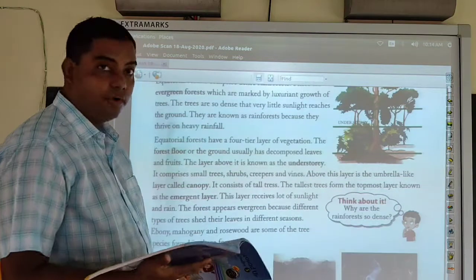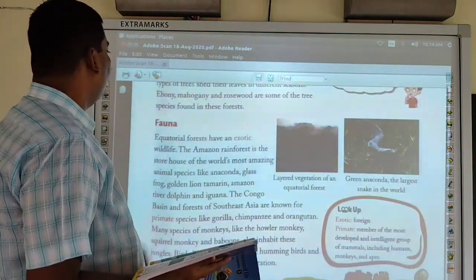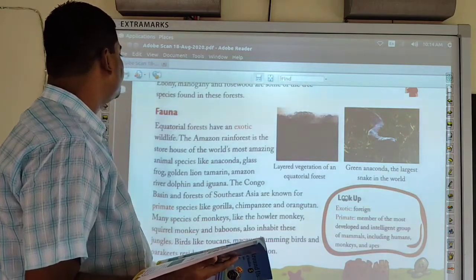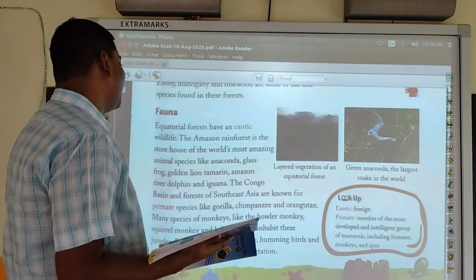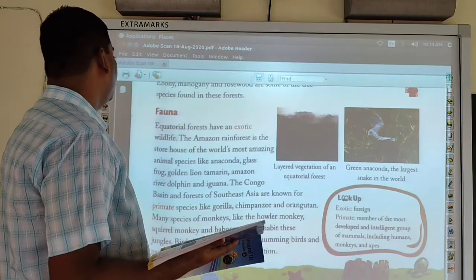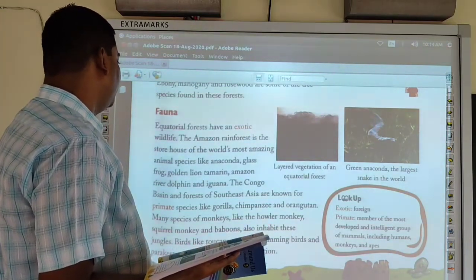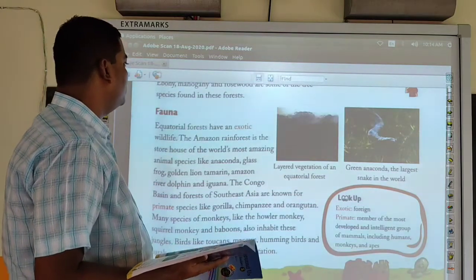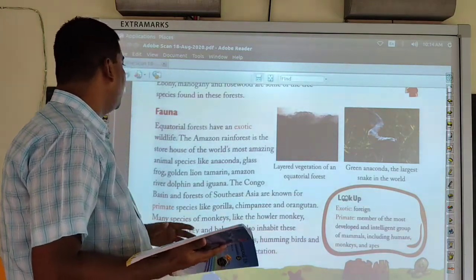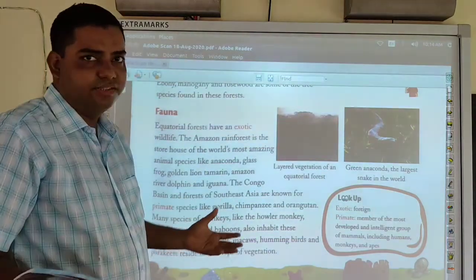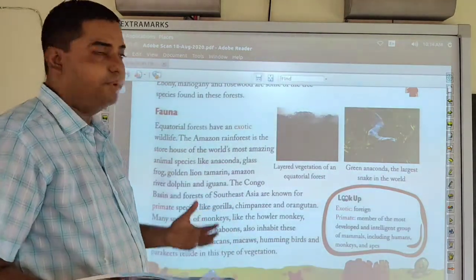Now, let's see fauna. Equatorial forests have an exotic wildlife. The Amazon rainforest is a storehouse of the world's most amazing animal species like anaconda, glass frog, golden lion tamarin, Amazon river dolphin, and iguana. Exotic means it has an abundance of wildlife present in it.